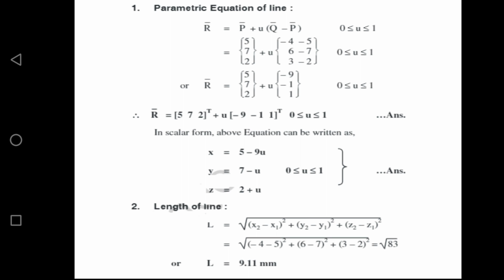Well, we know the length of the line equation: root of (x2 minus x1) whole square plus (y2 minus y1) whole square plus (z2 minus z1) whole square. If we substitute all the values here, I am going to get the length of the line as root 82, which has the value 9.11 mm. So the length of this line is 9.11 mm.